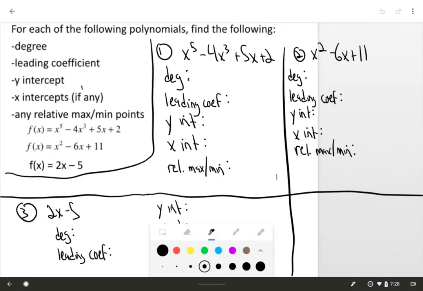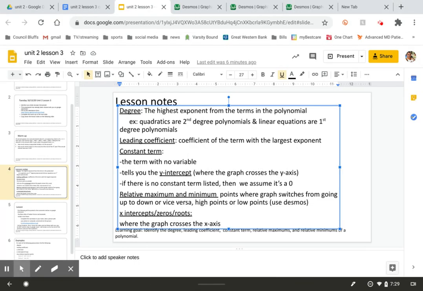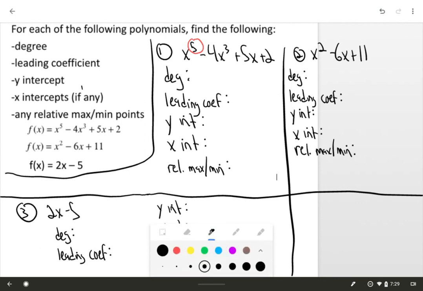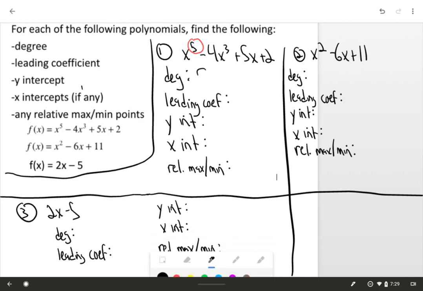The first one is x to the fifth minus 4x cubed plus 5x plus 2. So the degree, remember, is the highest exponent. In this case, the highest exponent looks to be x to the fifth here. So my degree is 5.